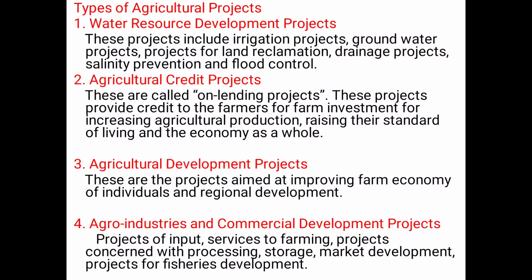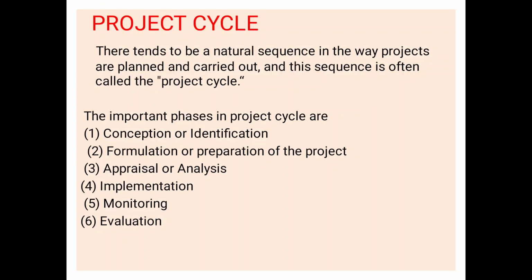Then the fourth type is the agro industries or commercial development project. In this type of project, input supply service of farming projects are concerned with processing, storage, and market development. Those are the agro industries development projects. I have already told in my last videos about agro industries and the classification of agro industries. We can see what we mean by agro-based industries. All these types of projects are involved in this type. These are all about the types of agriculture project.